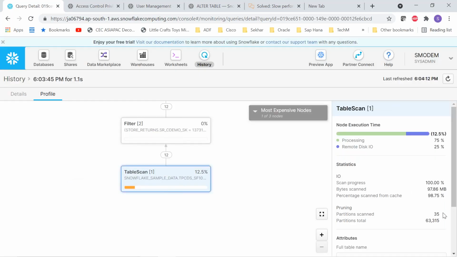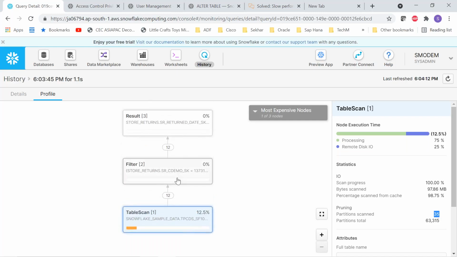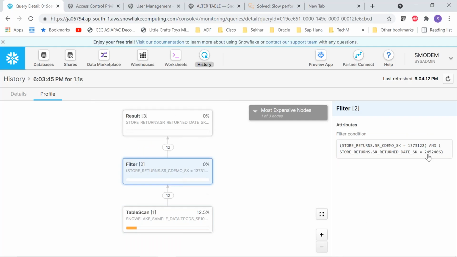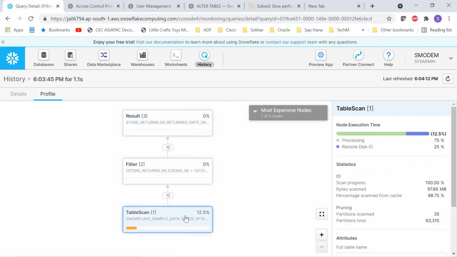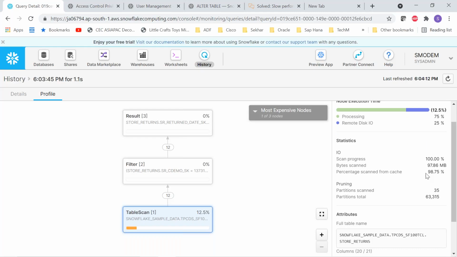Now when you look at the table scan, it scanned only 35 micro partitions rather than scanning too many of them. Based on the filter condition, you got the data. The total time is spent here only. If you look at remote disk IO, it's only 25%, because last time it had already cached something and it got the data based on the condition you gave. Percentage scanned from the cache is 98%. Last time when you ran the query, the data was in the cache, and it read from this cache.